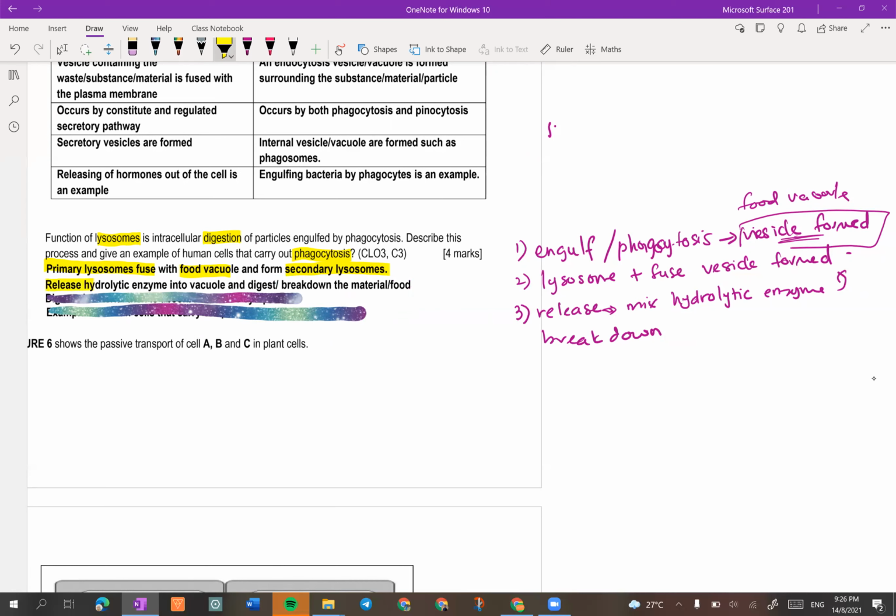And then it will release the hydrolytic enzyme, so indirectly it will mix inside. And then it will digest and break down the material there. Since they mentioned food, you can also write food. And then the digested material will be absorbed into the cytoplasm. An example is phagocytosis by macrophage.